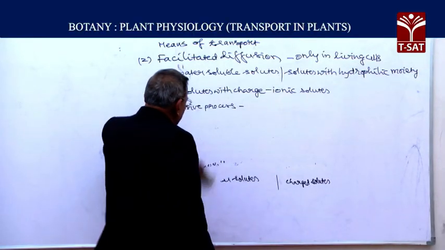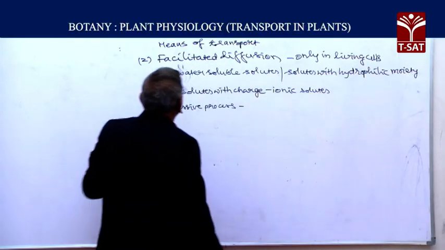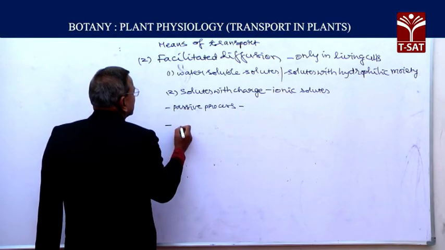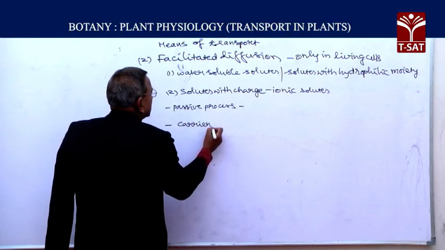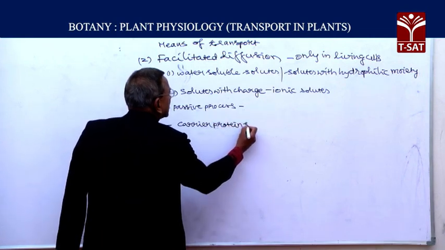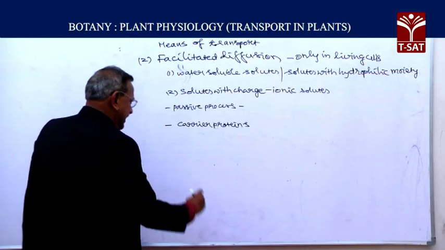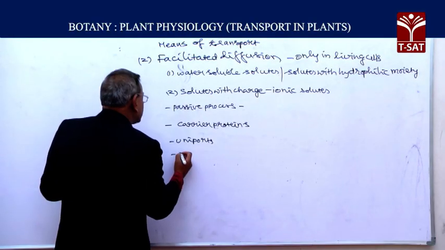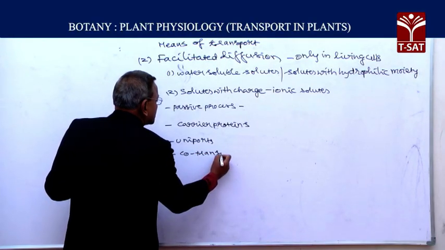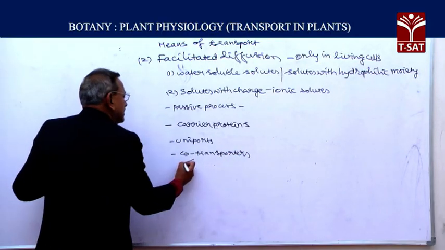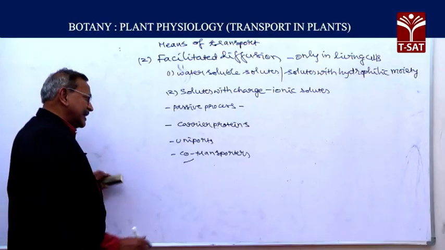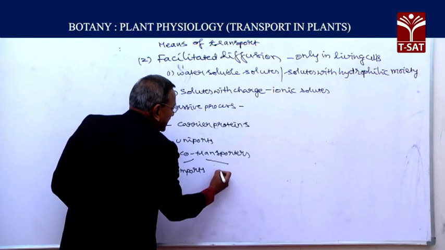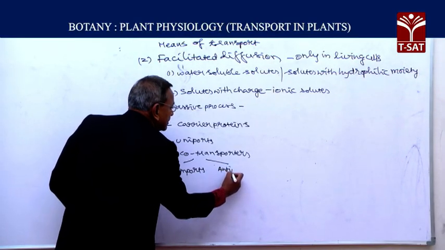Now, how can a substance be transported through facilitated diffusion? This is passive process. It requires carrier proteins, and the protein carriers may be uniporters or co-transporters. And when more ions move in one direction, they are called symporters. In opposite direction, they are called antiporters.